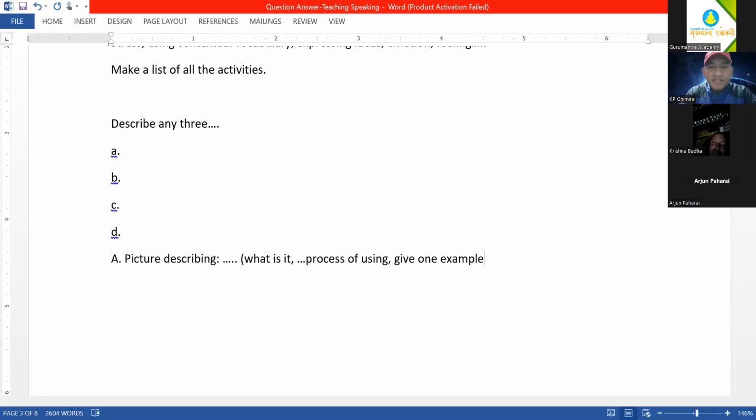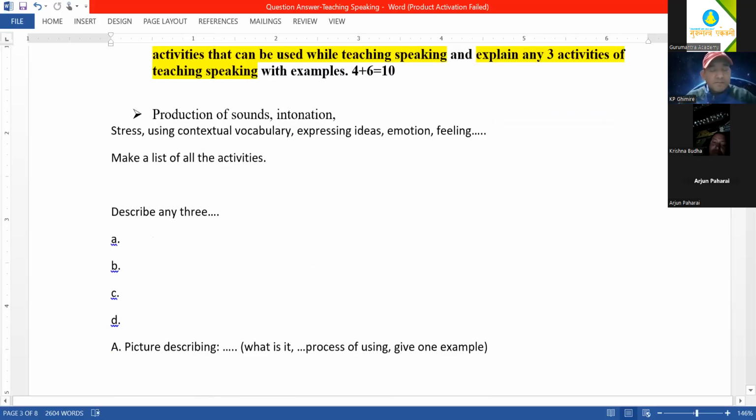This is the writing technique, because you have your own language. So whatever three activities you are describing, include these three components while writing your answer, or explaining or describing any activity. For example, picture describing: what is picture describing? How can picture describing be used in the class? And you need to give one example. So in this way, you have to write your answer.